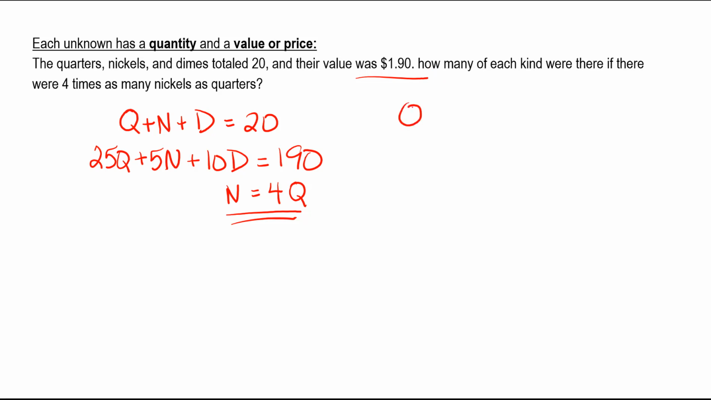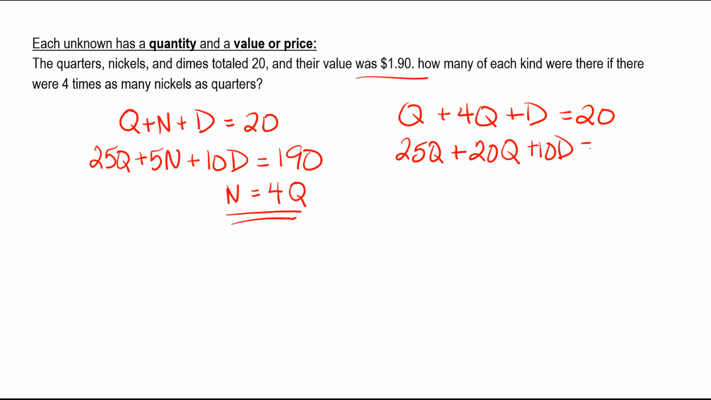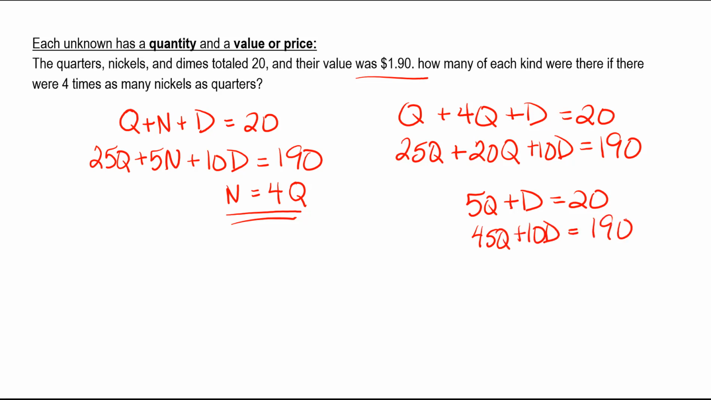So Q, the first equation, plus 4Q plus D equals 20. And then in the second equation, 25Q plus 5 times 4Q, that's 20Q, plus 10D equals 190. So now we have two equations and two unknowns. 5Q plus D equals 20, and then 45Q plus 10D equals 190.